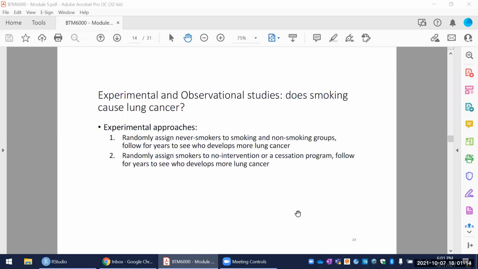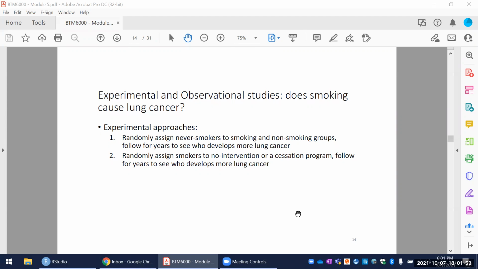So this is now one of these examples that I have mentioned earlier. We have experimental approaches. Experimental approaches are randomized studies. So one way you can approach, for example, finding out whether smoking associates with lung cancer is to assign never smokers to smoking and non-smoking groups. You follow them for a couple of years, and then you see if the smokers develop more lung cancer as compared to the non-smokers. Another way would be to randomly assign smokers to a no intervention or a cessation program, follow them for years and see who develops more lung cancer.